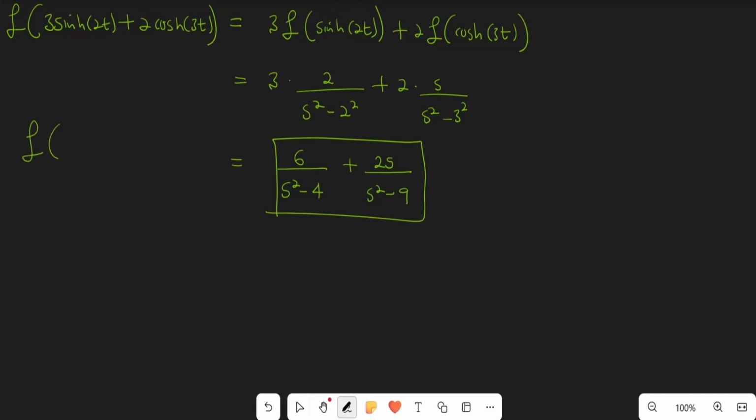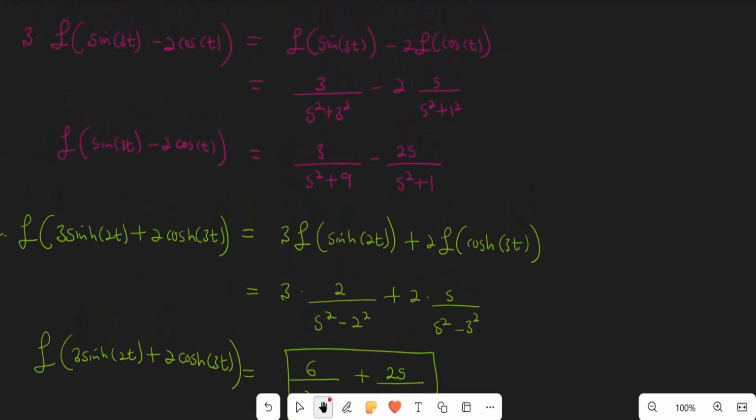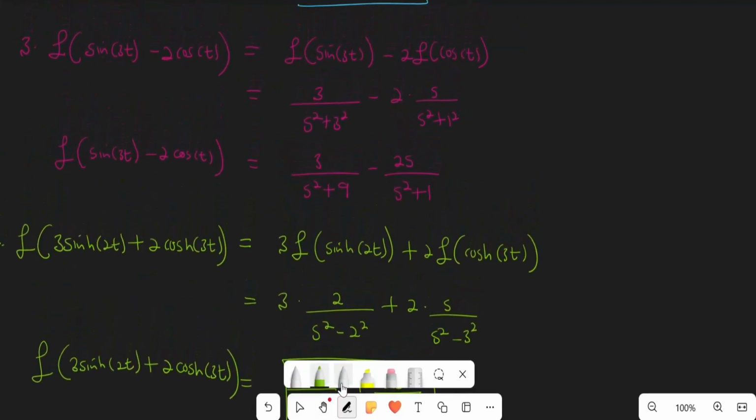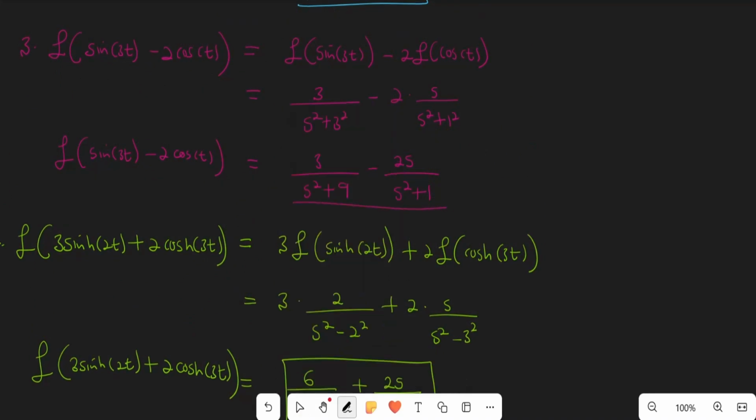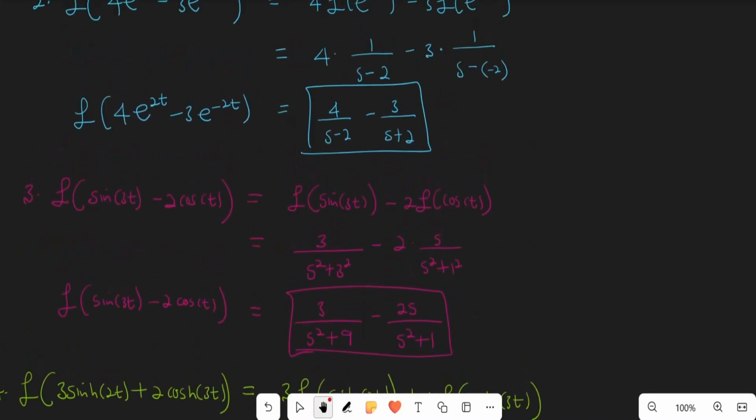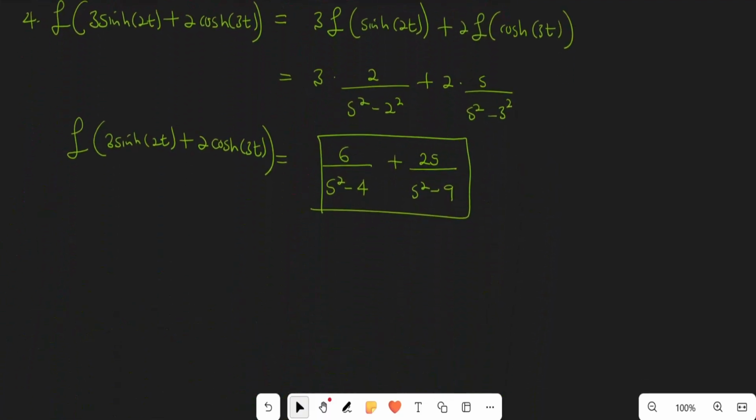And this is the Laplace transform of 3 times the sine hyperbolic of 2t plus 2 times the cosine hyperbolic of 3t, like this. Alright, cool. So I forgot to box this answer, so let me put this one in a box and then we proceed. Okay, now this is the fourth one.